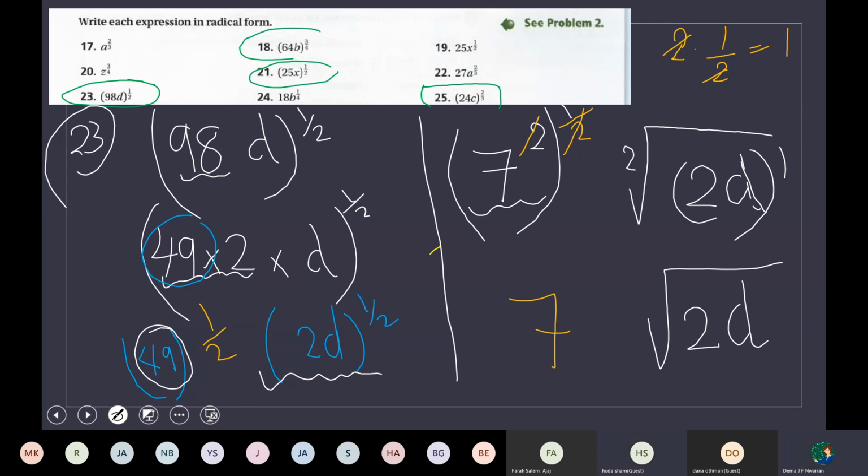Teacher, can you wait till I write it? No, please. You can see it from the recorded video. I want to continue. So teacher, it is 7 square root of 2d.